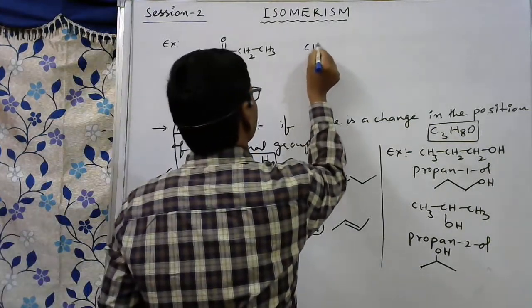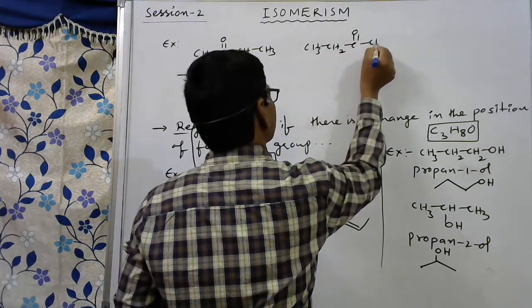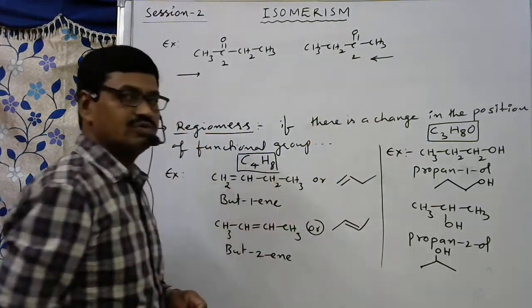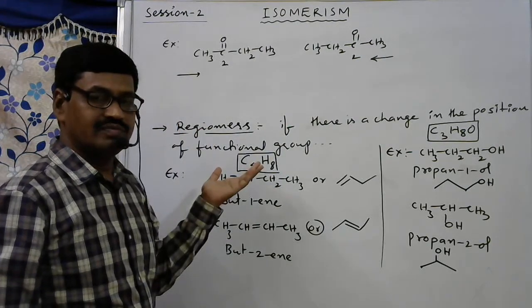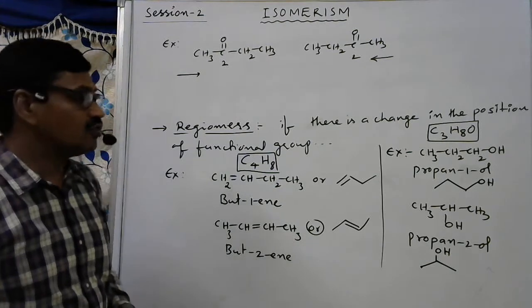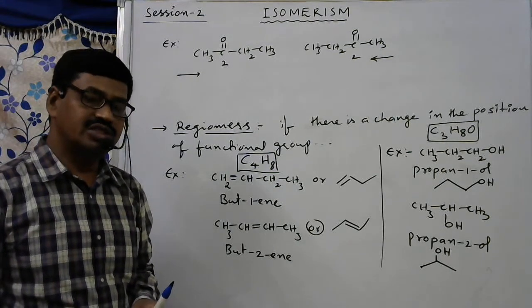We can write like this also: CH3, CH2, C double bond O, CH3. Then we have to give numbering from this side. Then also it will take 2. That is also 2-butanone. Both are same. So for ketones, even 4 carbons you can take, it will not show position isomerism.